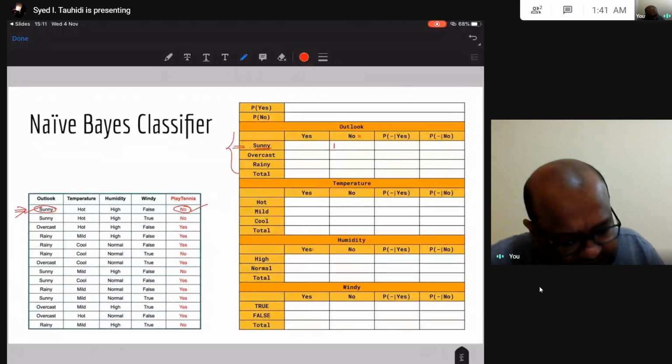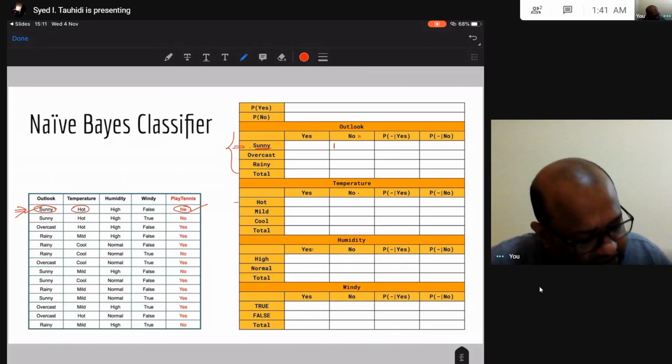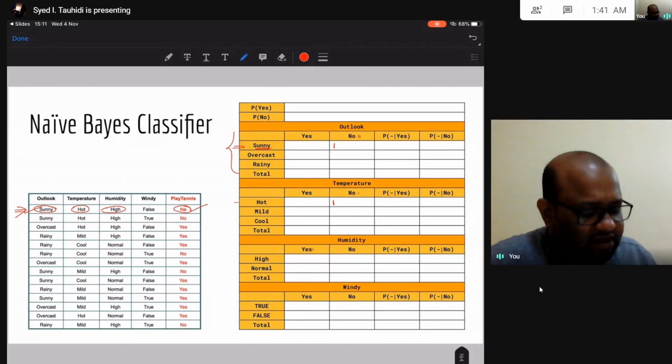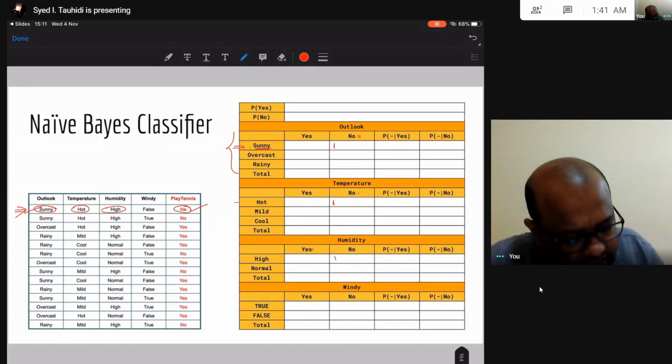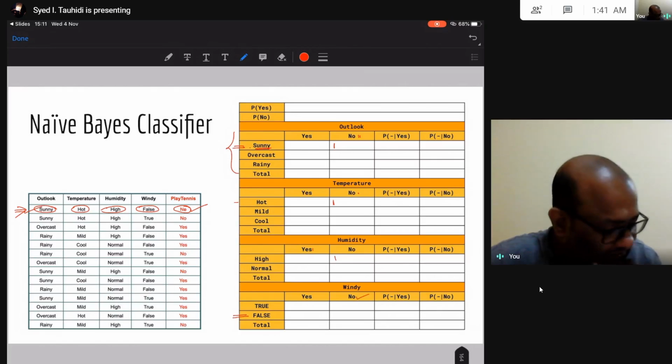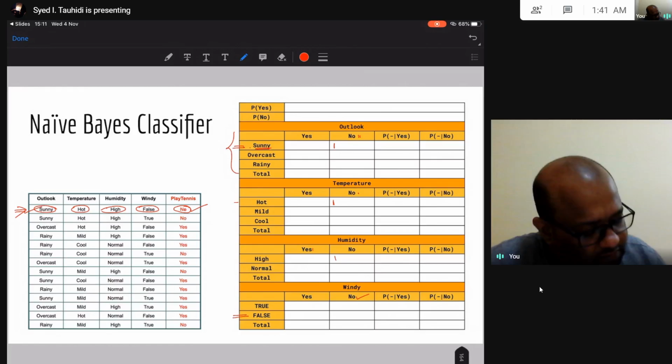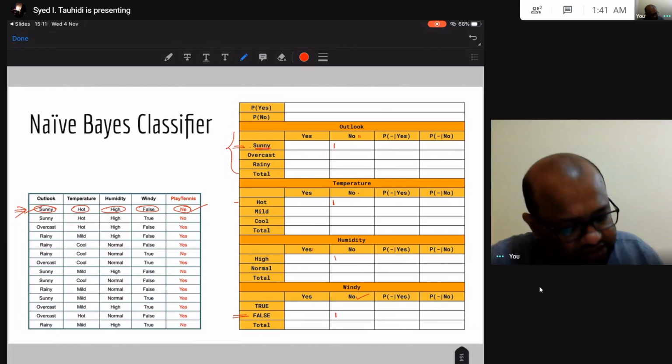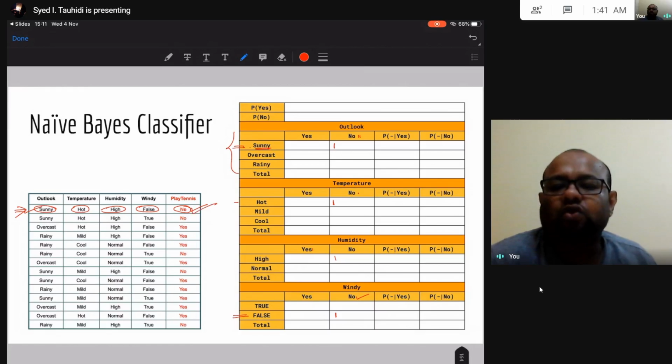Then I go into the next feature, temperature. Temperature is hot, play tennis is still no, so I go into the no column of temperature, the hot row of temperature, and I increment that by 1. Humidity is high, so I increment the high row, no column by 1. Windy is false, so I go to the false row of windy and the no column, and I increment that by 1. This is how I have done processing row 1.